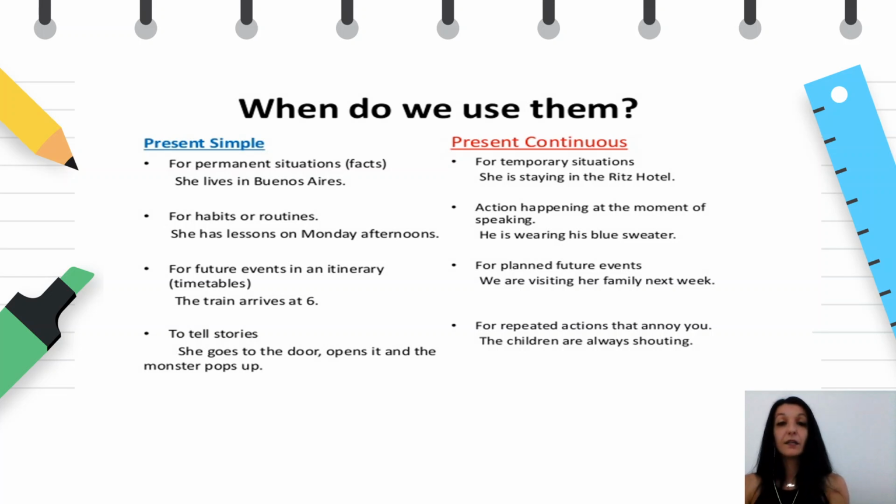On the other hand, you use present continuous for temporary situations. For example, she is staying in the Ritz Hotel. Then you use it for actions happening at the moment of speaking. He is wearing his blue sweater. For planned future events: we are visiting her family next week. For repeated actions that annoy you: children are always shouting.